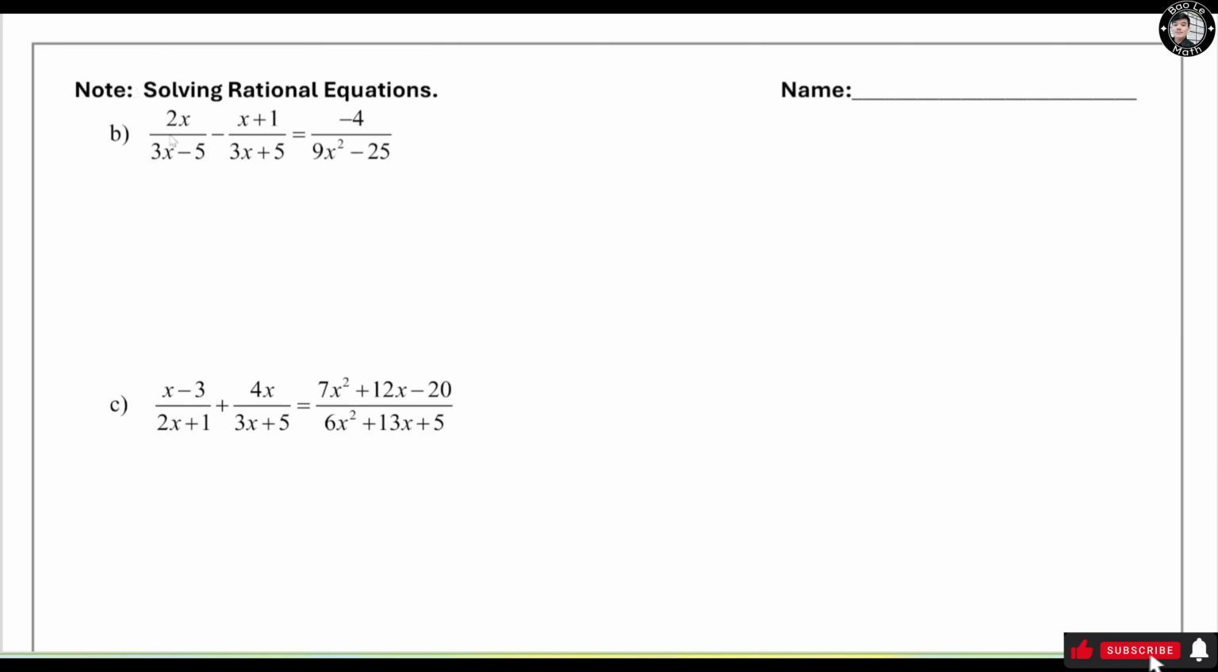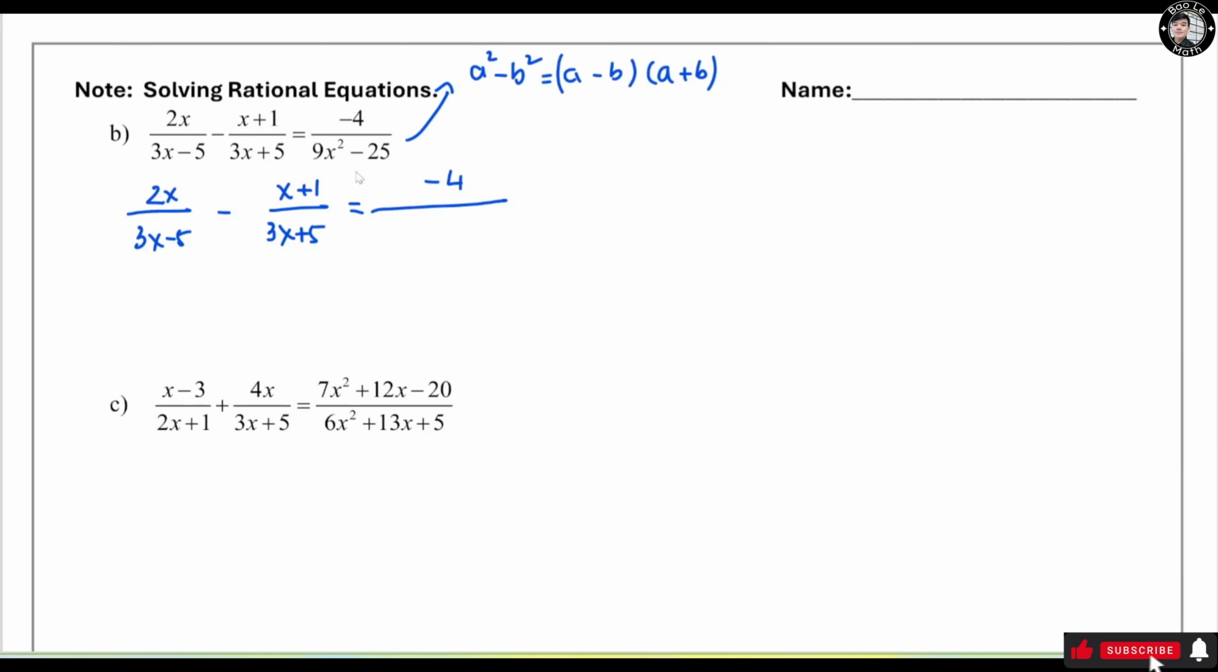Now question B, we're going to factor the denominator. So we have 2s over 3s minus 5, minus s plus 1 over 3s plus 5, equals -4 over, this one is actually a difference of two squares. Remember, a squared minus b squared equals a minus b times a plus b. So 9s squared can be written as 3s all squared, and 25 can be written as 5 squared. So it's going to be 3s minus 5 times 3s plus 5.